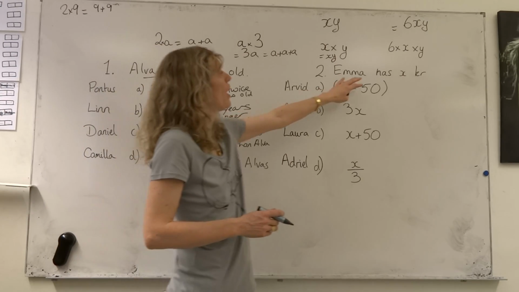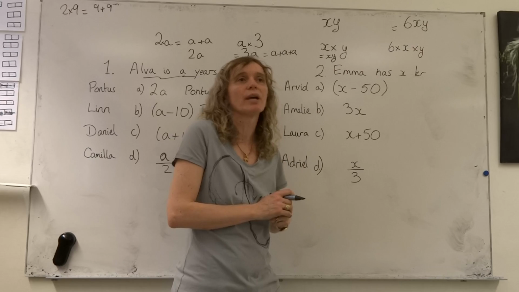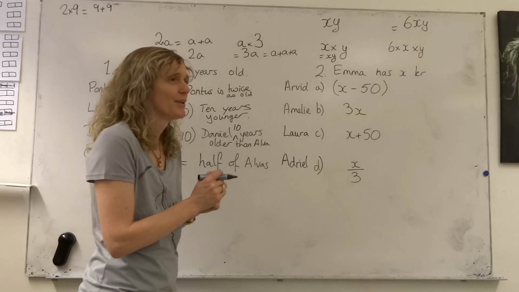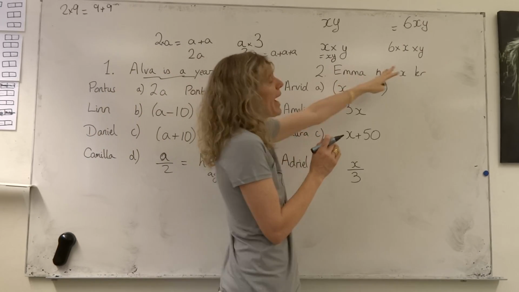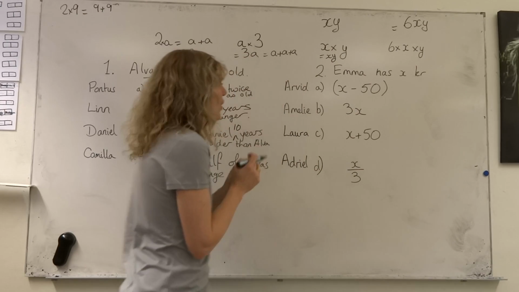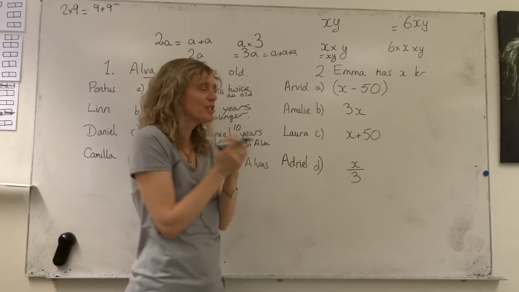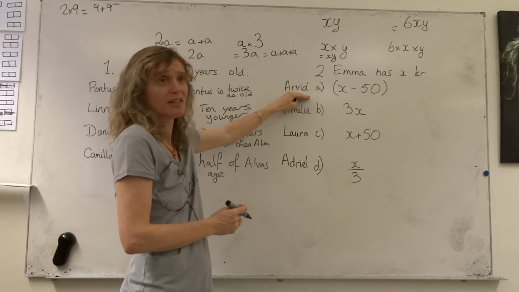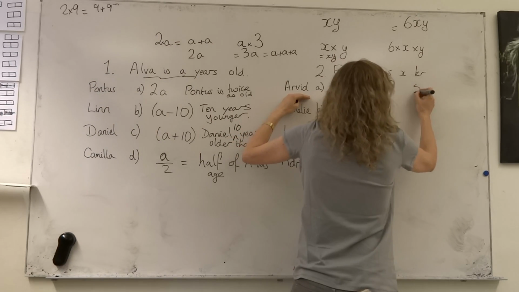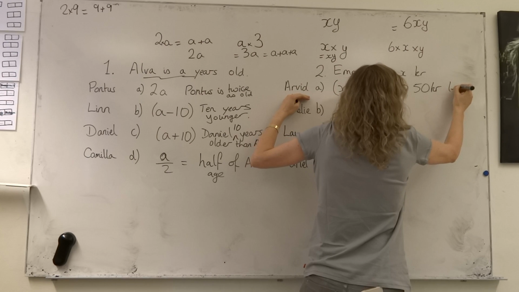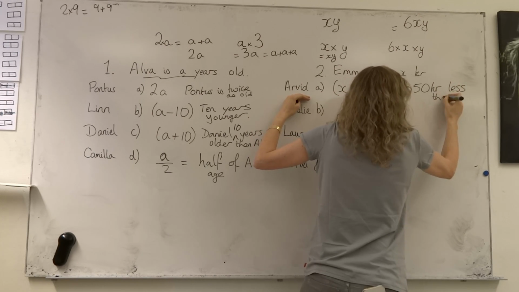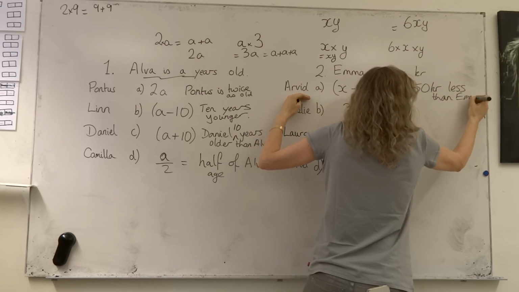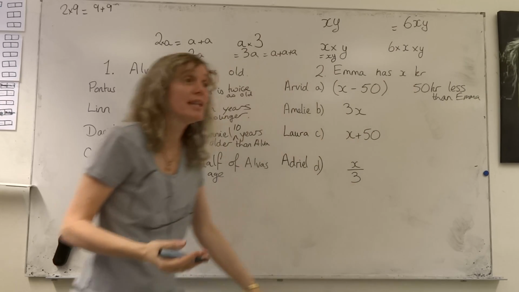What about another way we often use algebra, when we're talking about money. We all like money, don't we? So Emma has x lots of krona. Which of these people would I like to be? Well, I don't think I'd like to be Arvid, because poor Arvid has 50 kronas less than Emma. So we don't want to be Arvid, do we? Which one of these do we want to be?